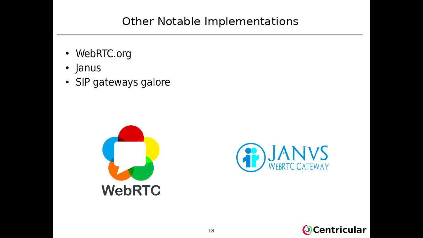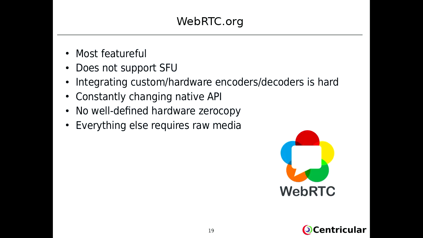Looking at other WebRTC implementations, the other main one is WebRTC.org, which is used by all the browsers. Janus is a WebRTC gateway. It deals with signaling. That's pretty much it. All the media is produced through plugins, and then there are a whole bunch of SIP gateways that integrate with, for example, audio conferencing to a web browser.